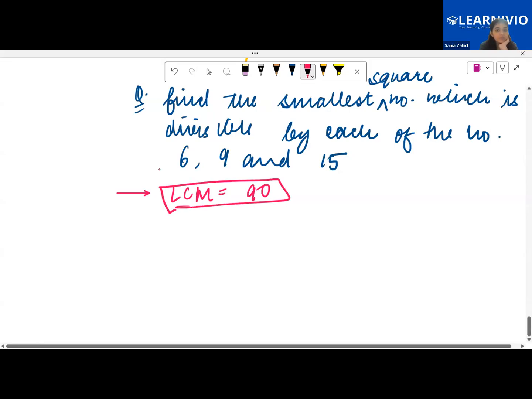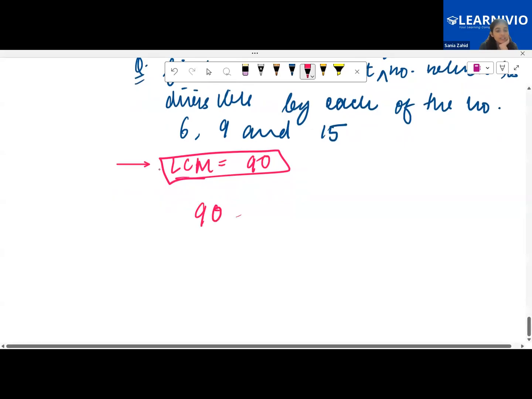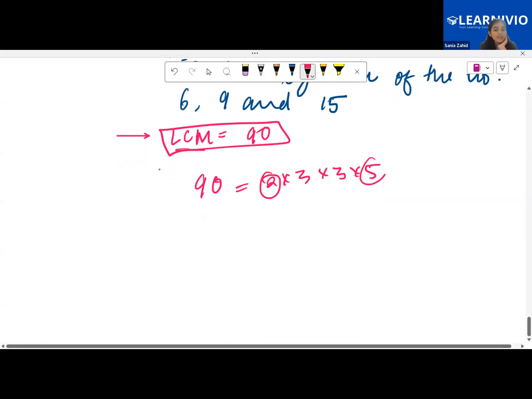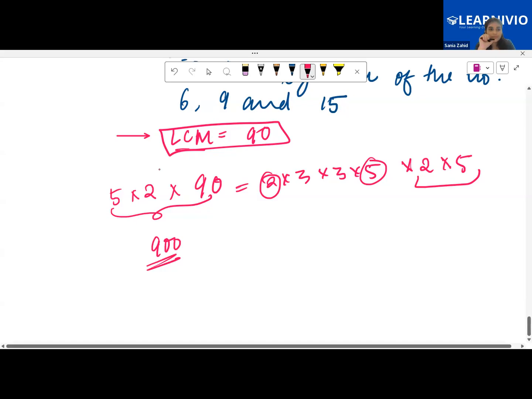But 90 is not a perfect square, right? So for 90, you have 2 into 3 into 3 into 5. These are the prime factors. So you have 2 and 5 left alone. So if you multiply with one more 2 and one more 5, now it will become a perfect square. So if you multiply here, that means you have to multiply on this side also. So what do you get? You get 10 into 90, 900. Okay. Did you all understand the question?